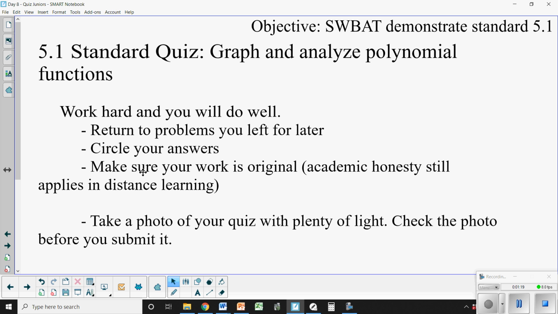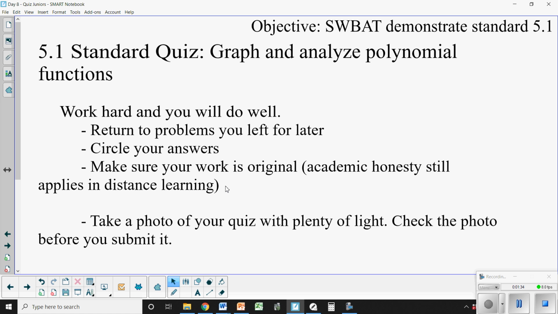Make sure that your work is original. Academic honesty still is applying, obviously, in distance learning. I mean, it'd be really obvious if you sent the same picture to somebody else or whatever it may be. I will be looking at the work just like normal.